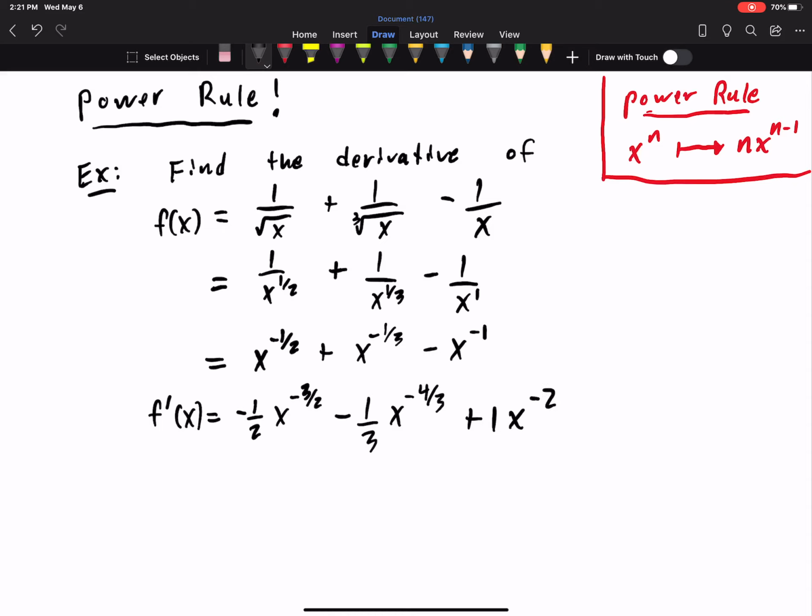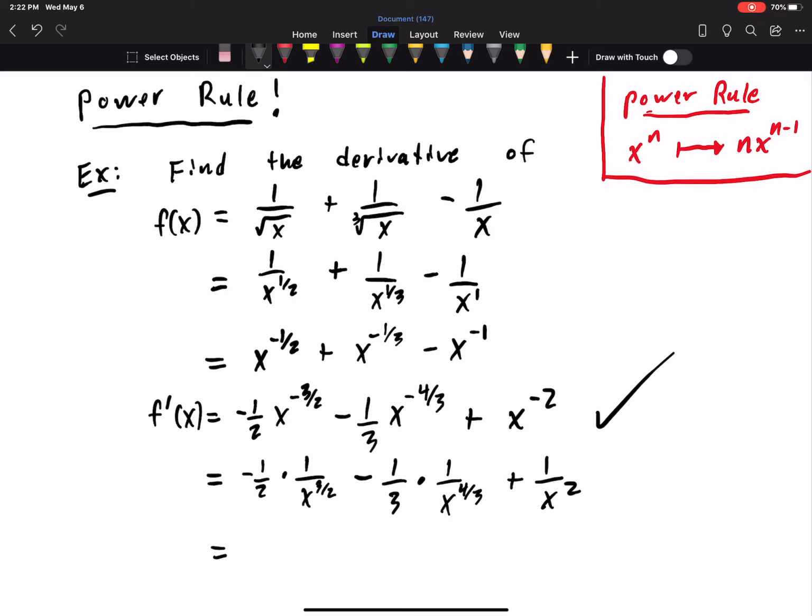After this, that is the derivative. You are done at this point. If you wanted to simplify this algebraically a little bit, you get minus 1/2 times 1 over x to the 3/2 power, basically taking all of our negative exponents and bringing them back down to the denominator where they belong. Then you have minus 1/3 times 1 over x to the 4/3 plus, well, this 1 doesn't technically need to be here, so we can delete that. This becomes 1 over x to the second power.